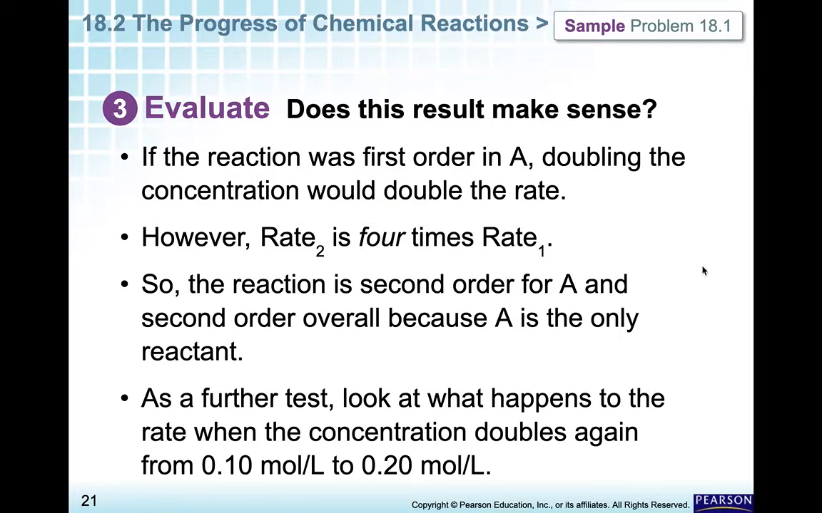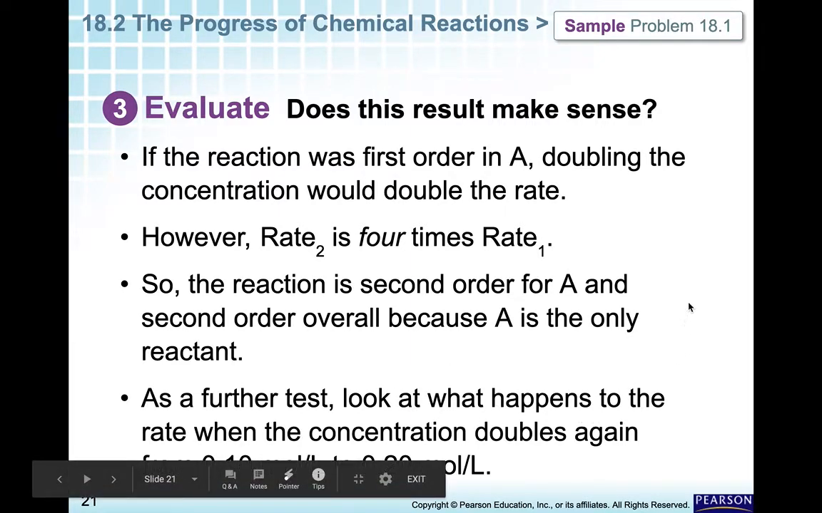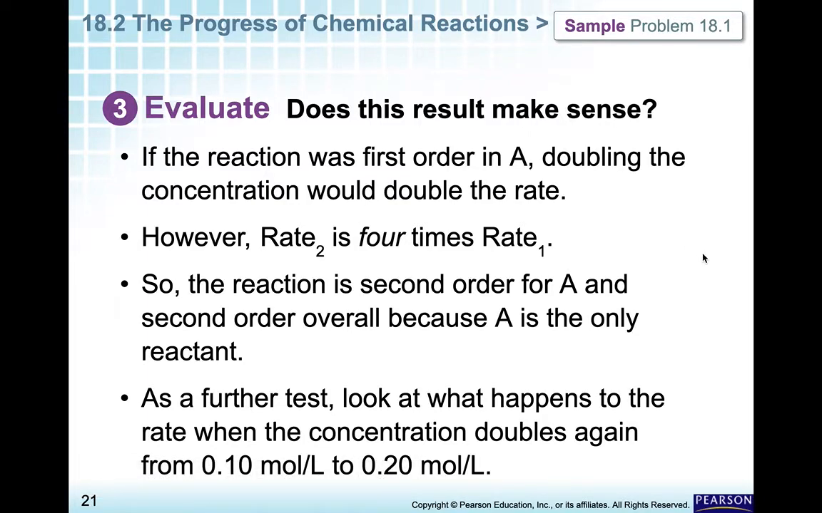So we found that the reaction was second order in A and also second order overall because A was the only reactant. We could check our work by looking at the third trial, by checking our numbers against the data. In the third trial, we saw that when the concentration doubles again from 0.1 to 0.2, the rate again quadruples.